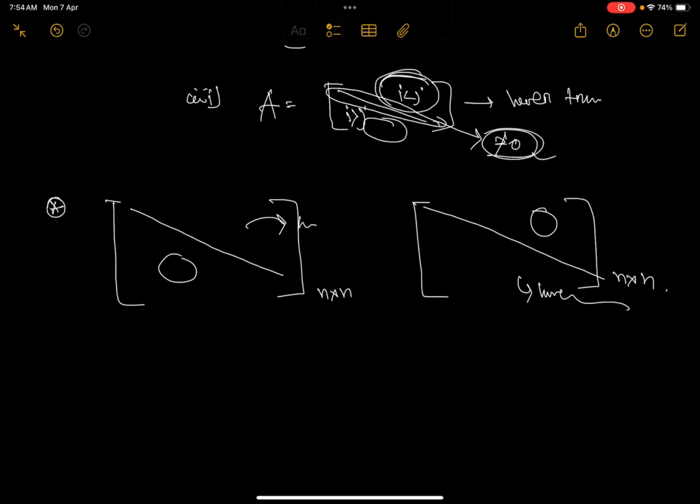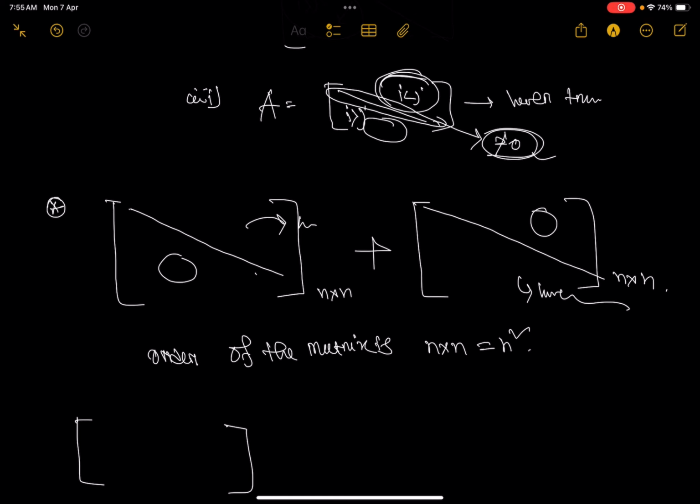Maximum number of distinct entries. At first, what is the order of the matrix? Order of the matrix is n into n, which implies n square. This is upper triangular, this is lower triangular. So what is a triangular matrix? In a triangular matrix, only the diagonal elements are there, and both sides are 0.